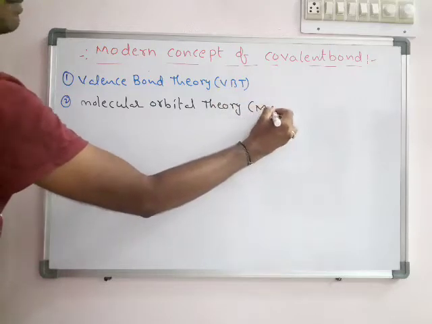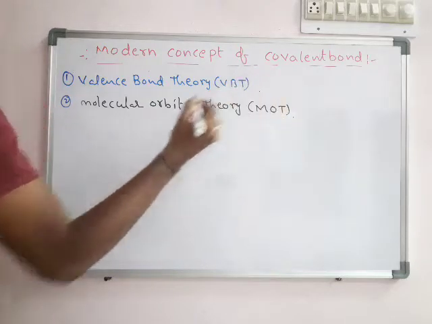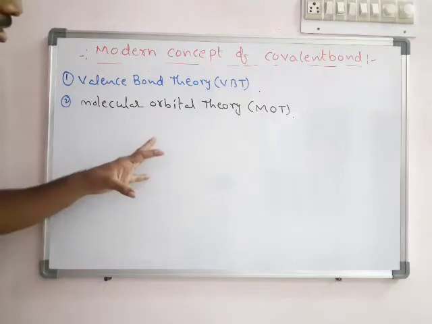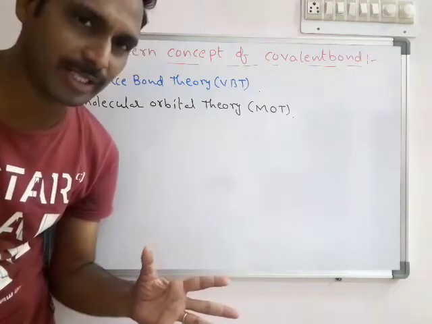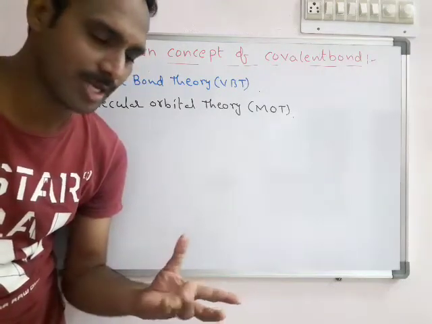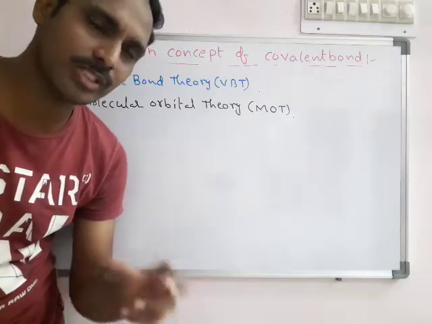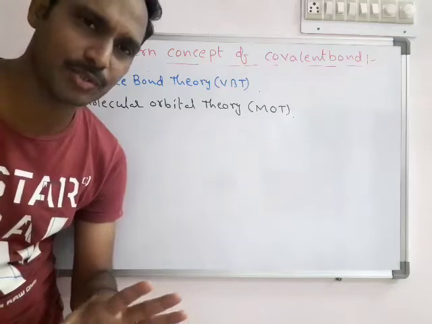It is known as MOT, molecular orbital theory. These two theories explain the covalent bond in terms of different concepts. According to the Lewis concept, only sharing of electrons is needed for a covalent bond to form, so that the octet configuration is achieved. That is the covalent bond formation according to Lewis.